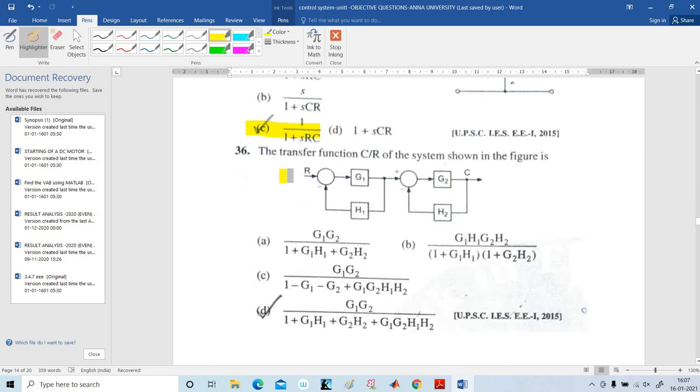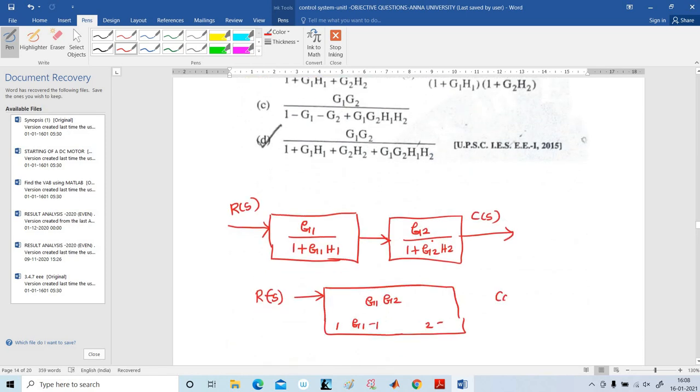Okay, next I am going to explain the transfer function C by R of the system shown in the figure. So how to find the transfer function? See here, the first one is the first feedback loop, and this is the second feedback loop. I am going to reduce the first feedback loop first, and then the second feedback loop. The formula is G of S divided by 1 plus G of S into H of S. So G1 divided by 1 plus G1 H1, G2 divided by 1 plus G2 H2.